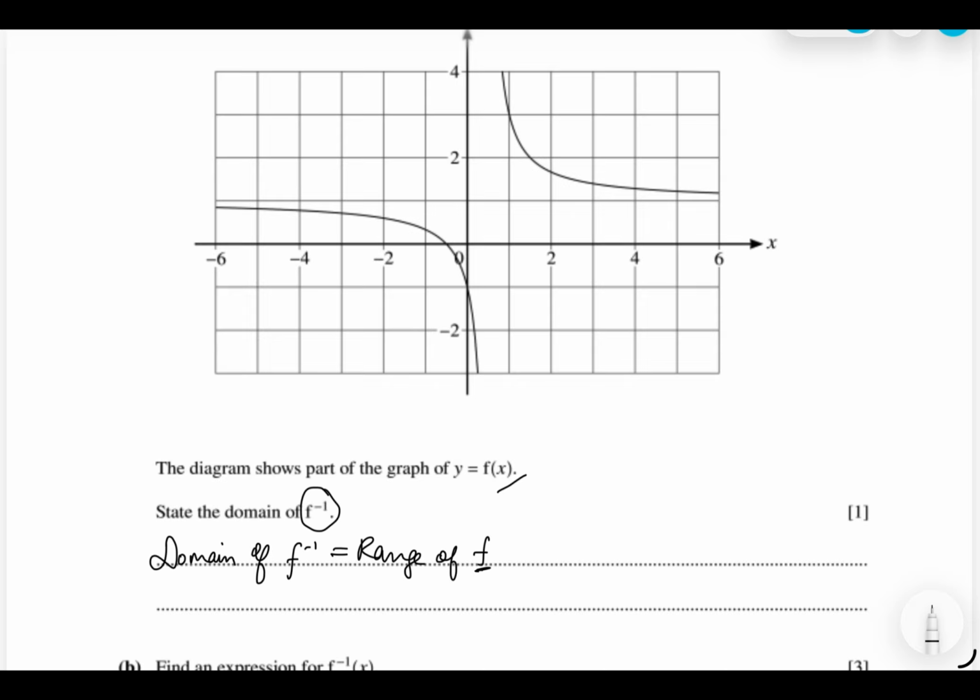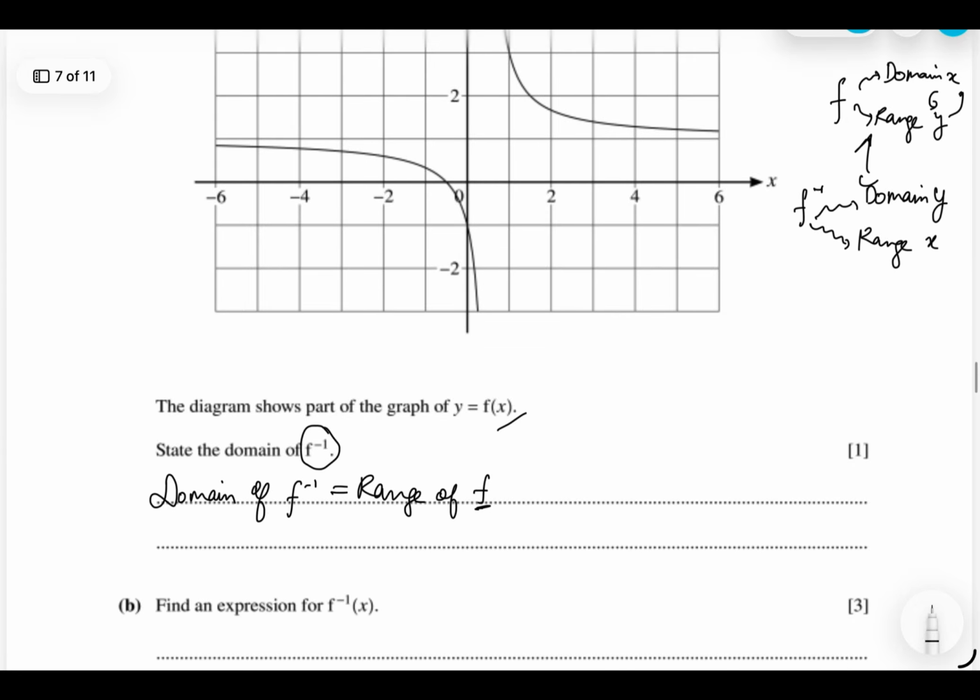When we take out a function's inverse, for example, f has a domain, let it be x, and range, let it be y. When we do the inverse of f, the domain becomes y and the range becomes x. See the flips, these two flips, okay? All right, so whenever we do an inverse, the range and domain flip. Got this one? Domain of f inverse equals range of f.